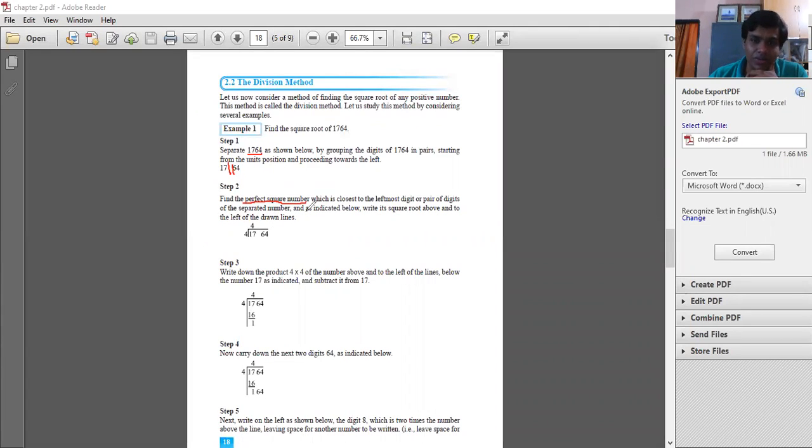What they have done now is find the perfect square number which is closest to the leftmost digit.